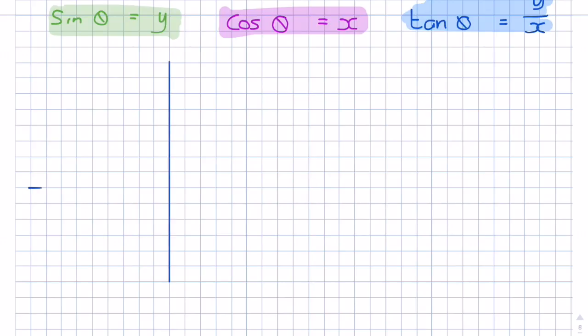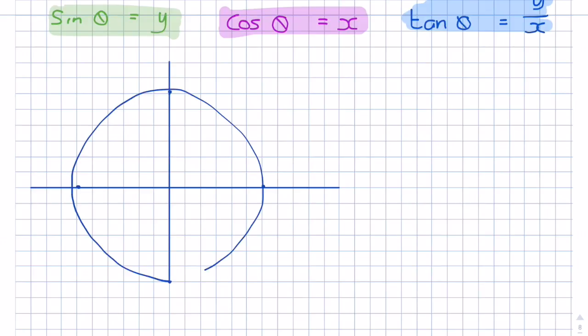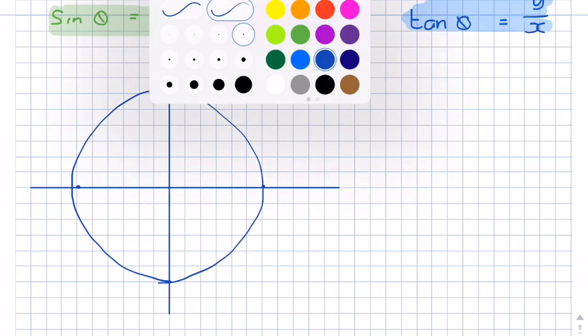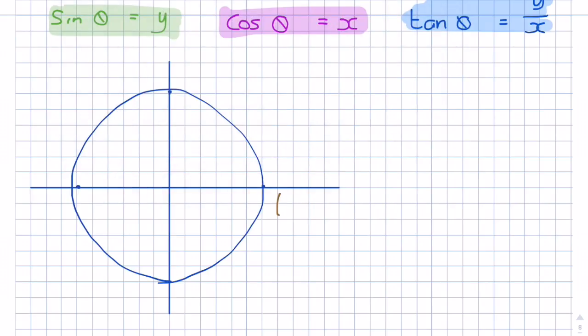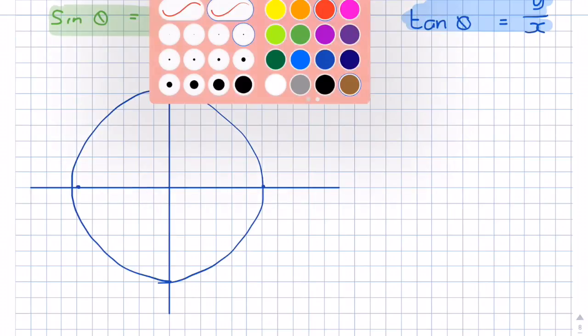Again, I'll try my best to draw as accurate a circle as I can. Try to keep the radius the same. I think it's a bit better than the last one, but still not the best. Okay, and what I'm going to do is rewrite my coordinates here. Sorry, I want red, not brown.